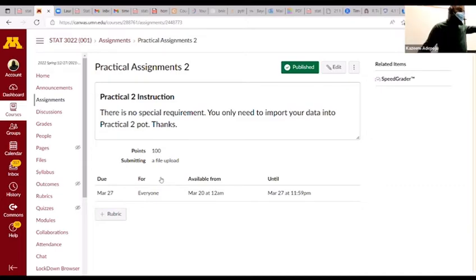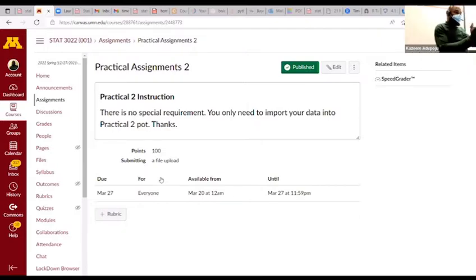So there's no special requirement. And you know what? If you chose a topic before and you realize that you're not able to find a data set, you can change your topic. You are not going to lose your practical 1 grade. But you need to tell me if you've changed your topic. You can include a message in your submission.